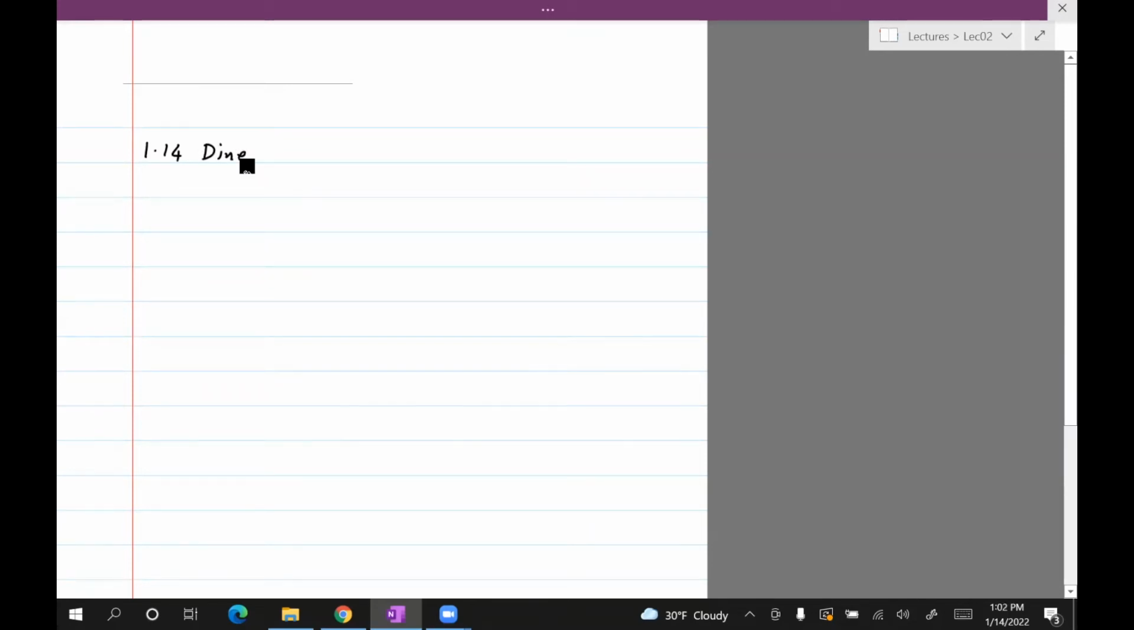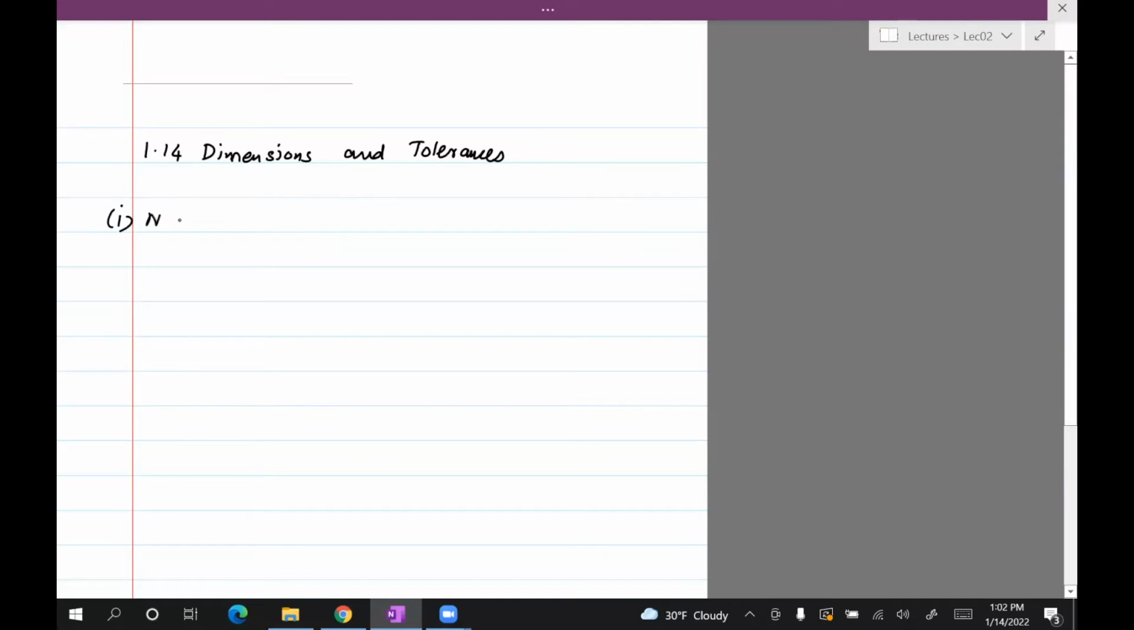Dimensions and tolerancing. Okay, when we say dimensions and tolerances, we are talking about fits and sizes, and how you really specify those when you make machine components.